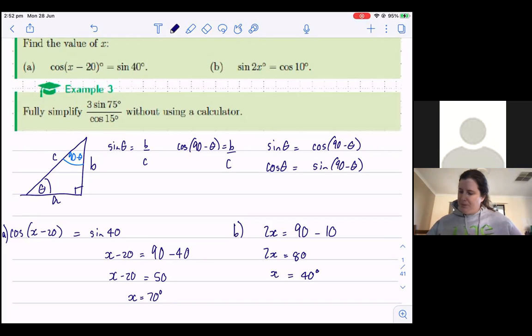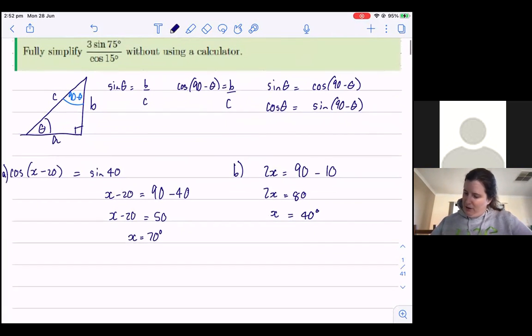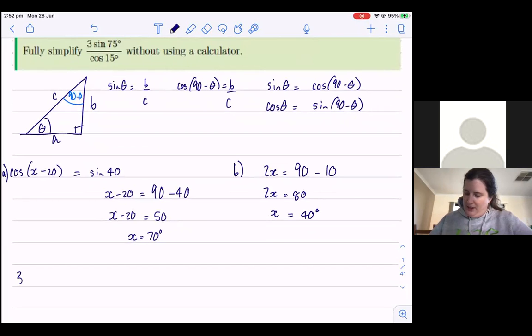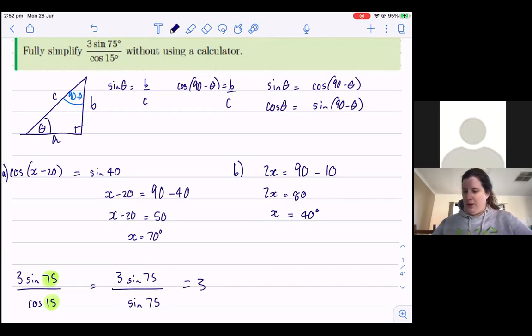the same. Okay, now if we're fully simplifying 3 sine 75 over cos 15, well, 75 is the same as 90 minus 15, yeah? So that's the same as 3 sine 75 over, well, cos 15 must be the same as sine 75. So it's just going to come out as 3.